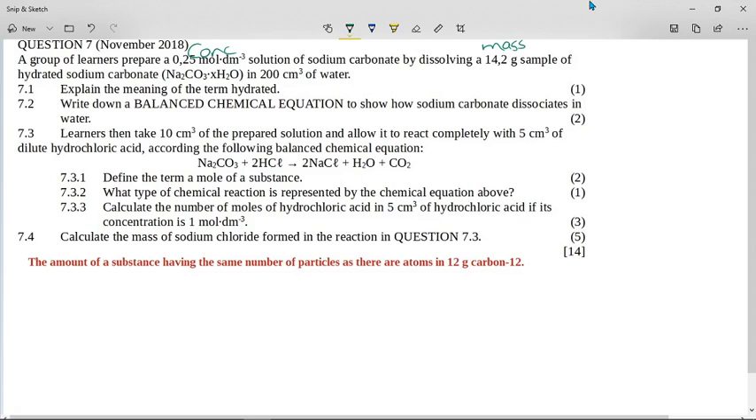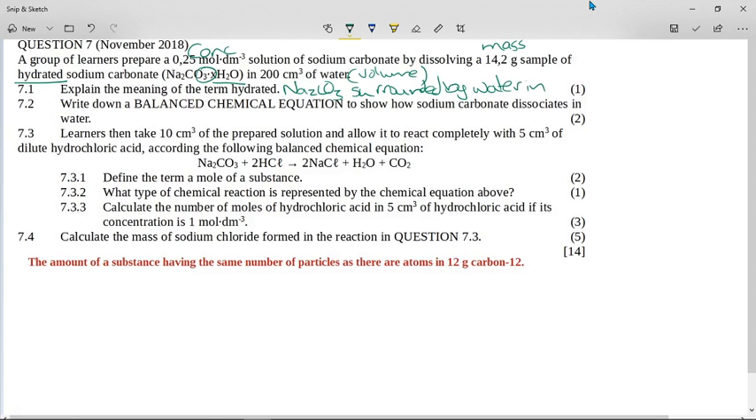Na2CO3.XH2O in 200 cubic centimeters of water. So that would be a volume. Okay. It says to explain the meaning of the term hydrated. Well, this is a hydrated salt because this XH2O, see the little dot here? The XH2O is bound into the crystal lattice. So it means that all of those little sodium carbonate ions are surrounded by water in the crystal lattice. Okay, so hydrated means they have water, okay, in the crystal lattice.